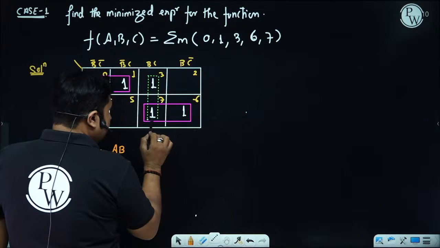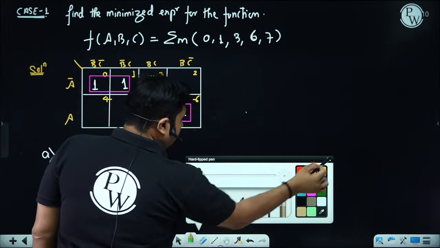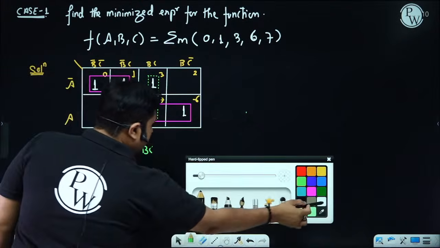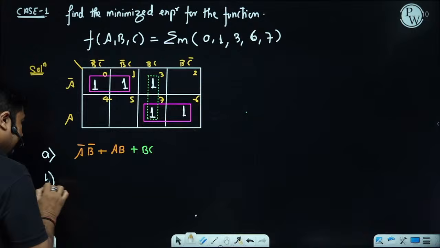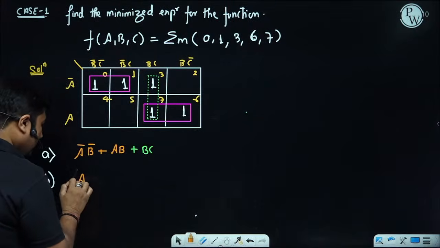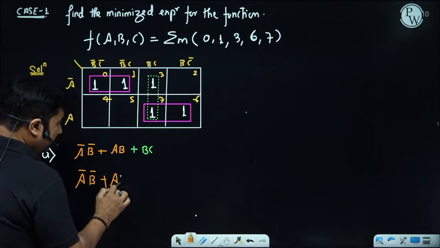Someone is saying, sir, can you take this as a pair? Okay, let's take this pair. So this will give you BC. Someone is saying, sir, we can take this pair. Okay. Again, please observe. We have A bar, B bar, A bar, B.